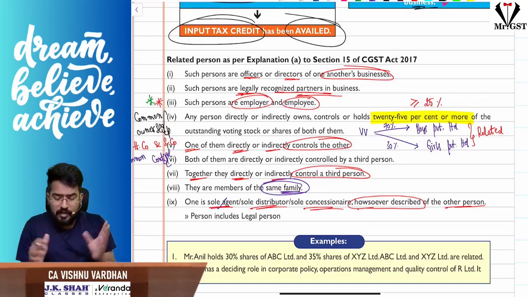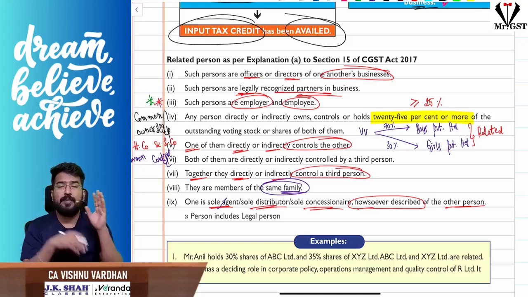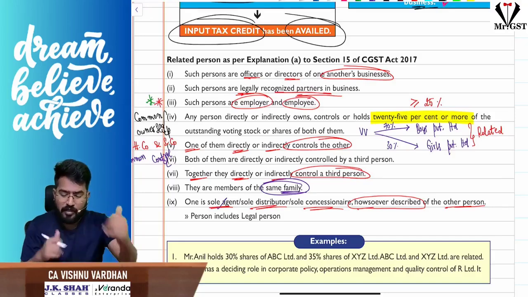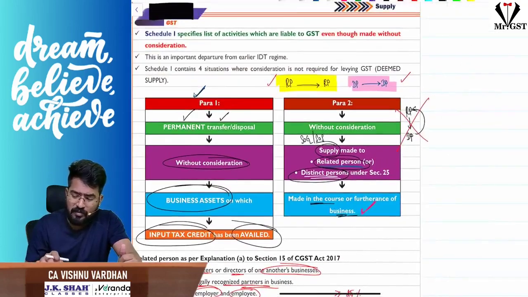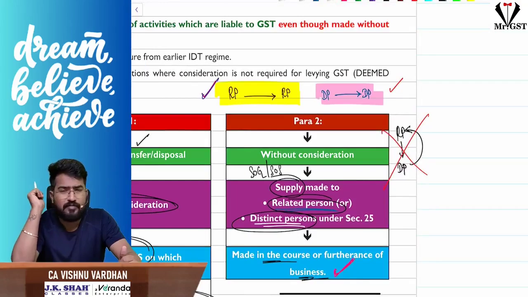So that way, if you are satisfying the meaning of related person and between you, if there is a transaction happening without consideration, then it is supply, even though it is done without consideration. But main criteria is you should be related person, and the next one is it should be done in the course or furtherance of business. That is very important. Okay, now sir, related person we have understood, and between them whatever is happening without consideration is supply, if it is done in the course or furtherance of business, fine.